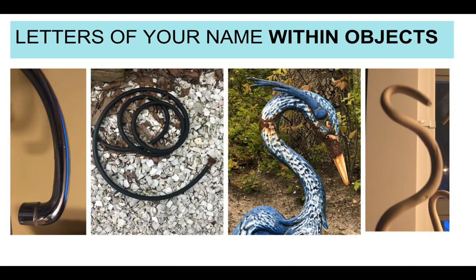So letters of your name within objects means you're looking at objects and wondering, could this be a letter? It took me a while to find these. It took about a week, but I kept looking and I found all of them in creative spaces. So the J of my name, I decided to take a picture of a faucet, and I actually flipped and edited the image in my phone. You can also do this in Google Slides, which we will be using.